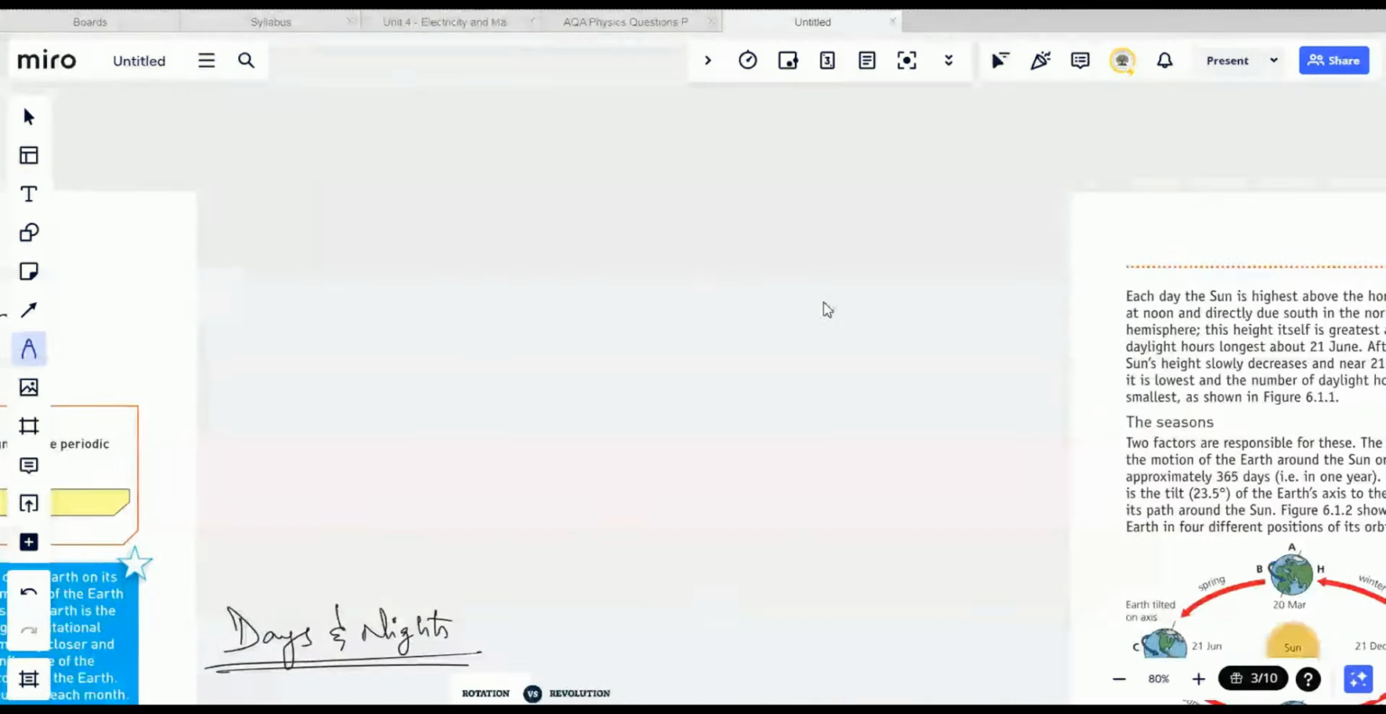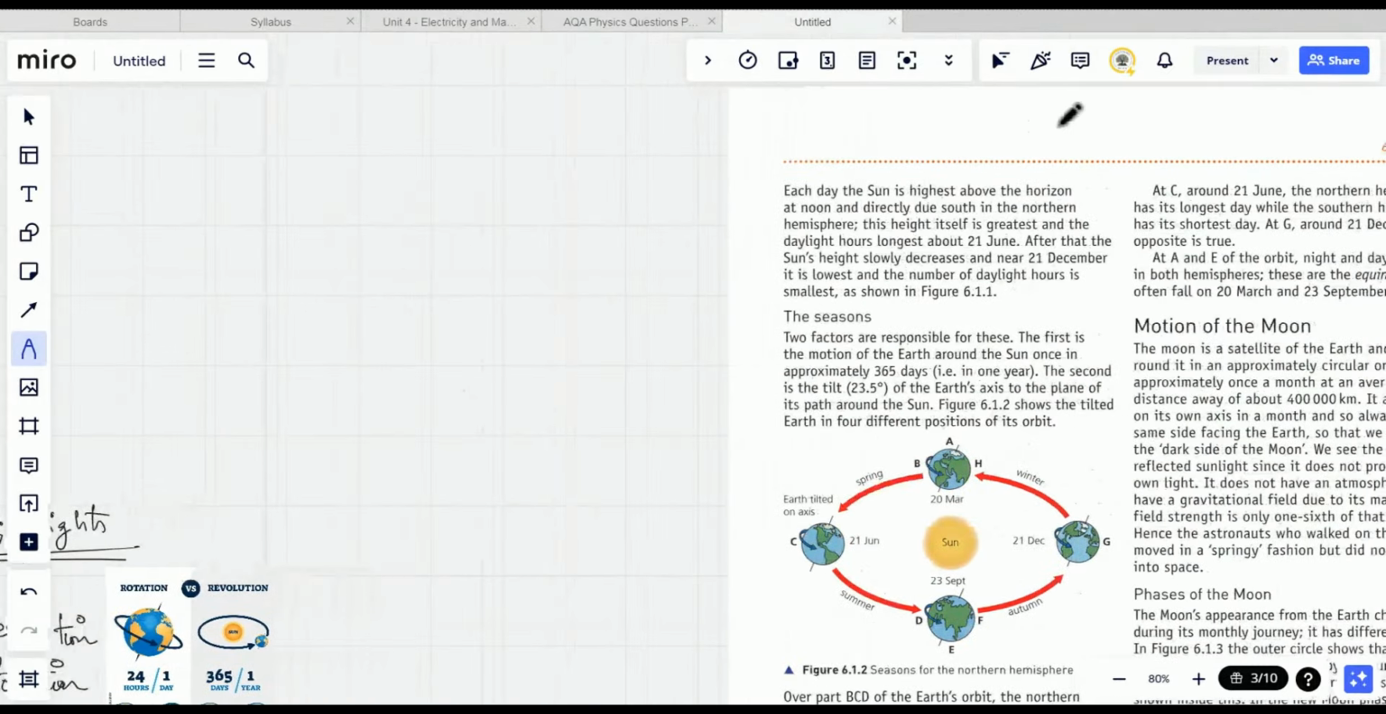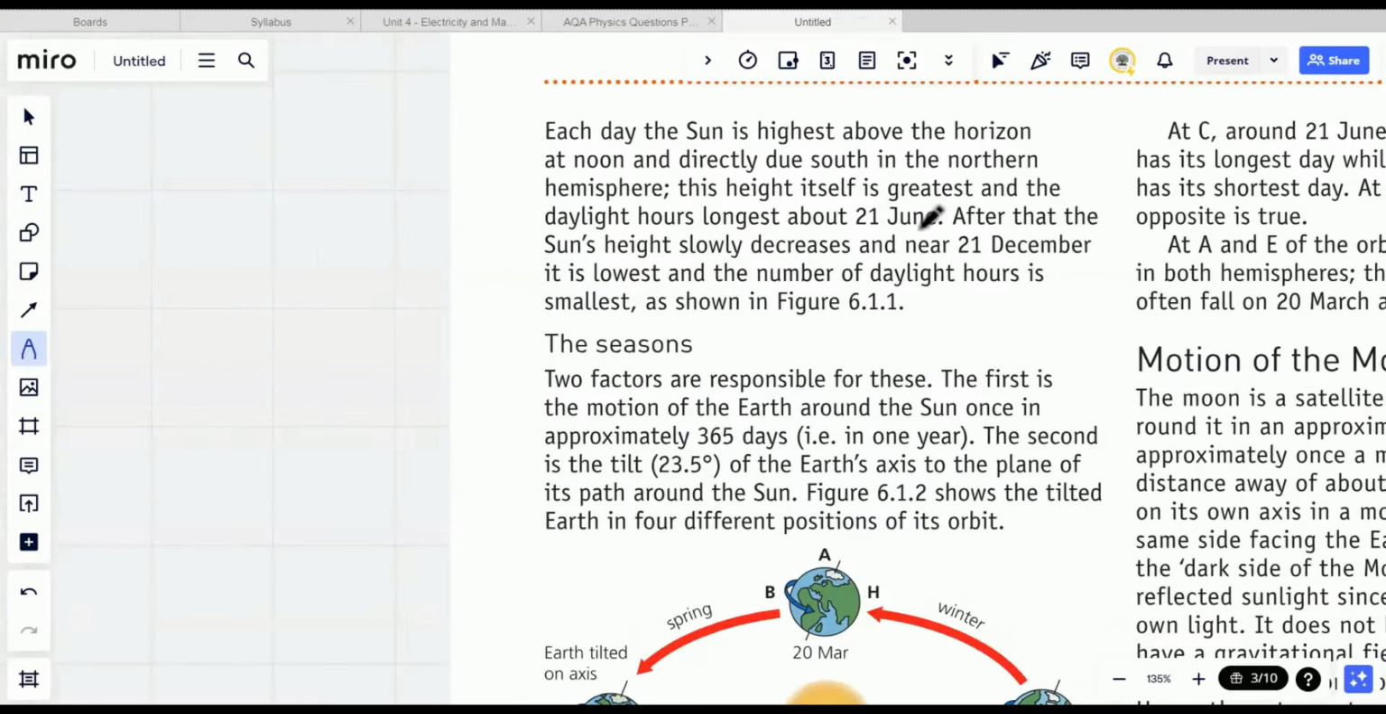Now, let's talk about this part. Each day the sun is highest above the horizon at noon and directly due north in the northern hemisphere. This height is the greatest and the daylight is longest about 21 June. After that the sun's height slowly decreases, and near 21st December it is lowest and the number of daylight hours is smallest. This is why we get summers in May, June, July, and we get winters in December.